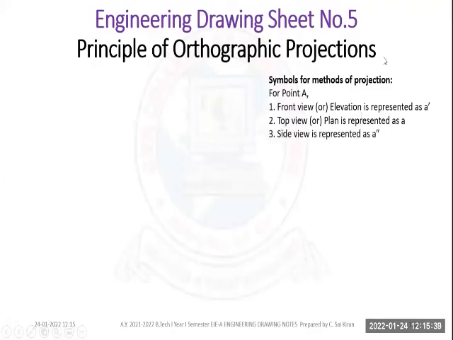So whenever we are representing the front view or elevation, it should be A dash. If the letter is A, it should be A dash. If the letter is, suppose, T, then front view should be small t dash. Top view should be small letter t, and the side view should be small letter t double dash. These things you have to remember. And H will be above, D will be below. Whenever D is positive, D will be below the XY line. And whenever H is positive, H will be above the XY line.